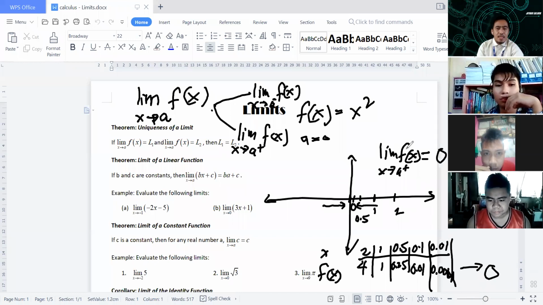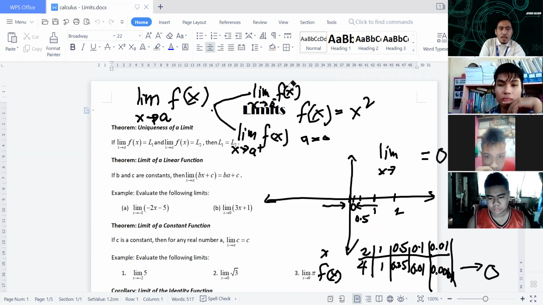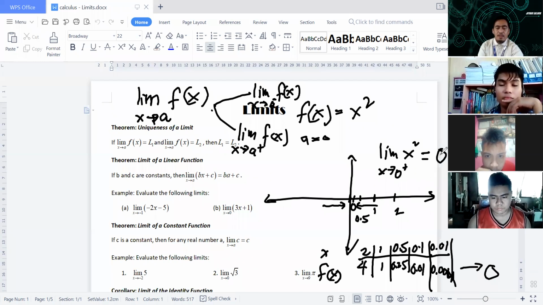The limit of f of x as x approaches a, we will replace it, because we will use your function instead. The limit of x squared as x approaches 0 from the right-hand side. The answer is 0, right?